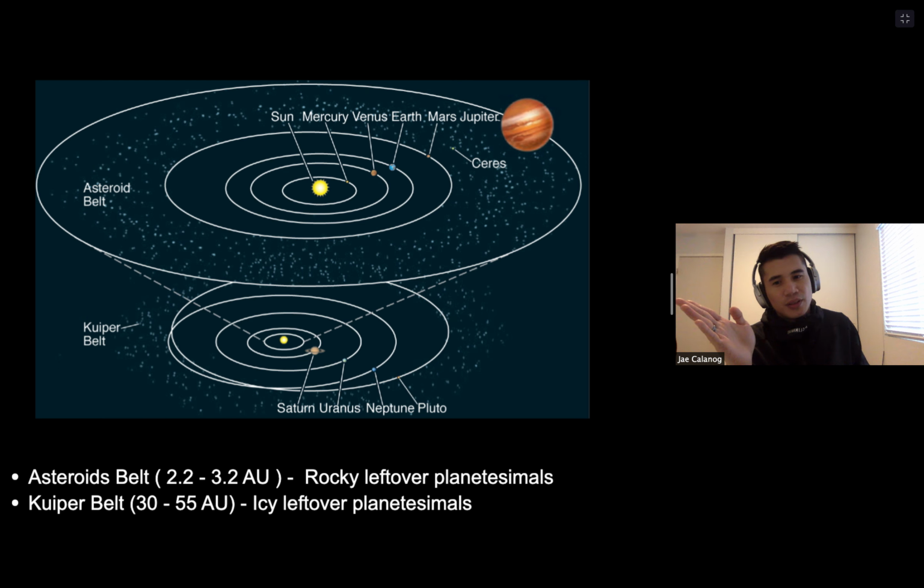are made up of rock and metals, they're going to be in between Jupiter and Mars. Whereas in the Kuiper belt, made up of icy leftover materials, are going to be past Neptune because they're able to condense at those distances. And if you think about how planets formed from the last lecture, well, again, these are basically like the leftovers, the planetesimals that never actually formed.